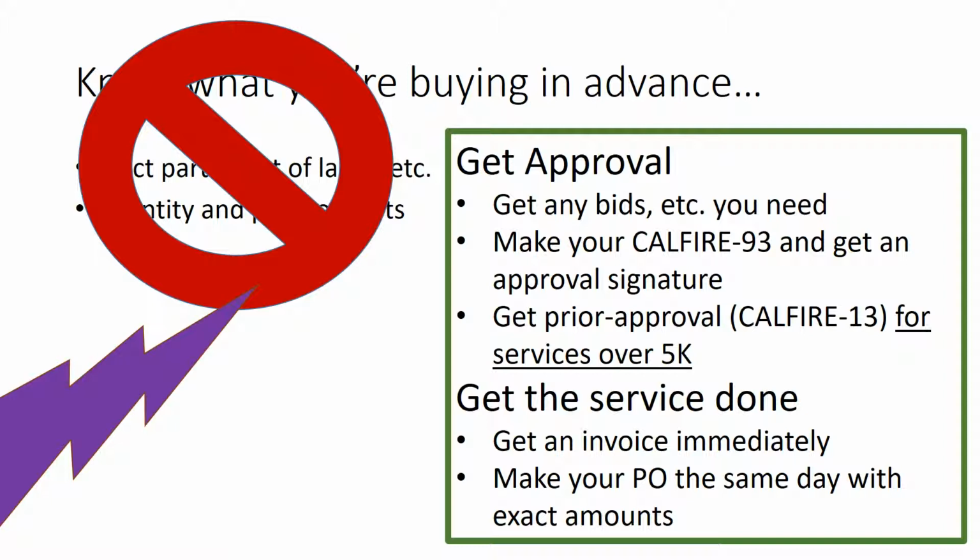As soon as it's done, get an invoice and make that purchase order immediately using the exact amounts from the invoice. Take your CAL FIRE 93, which is now completed and signed by the vendor with all the Fiscal coding filled out, and any other documents you made as supporting documentation, and attach it to the purchase order. You'll also attach those documents when you get to the receiving or reconciliation stage.